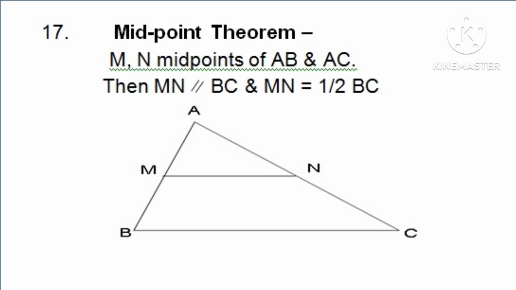17. Midpoint theorem. In a triangle ABC, if M and N are midpoints of AB and AC respectively, then line MN is parallel to BC and MN is equal in length to half of BC. Note that this property is required to be used many times to solve the problems.